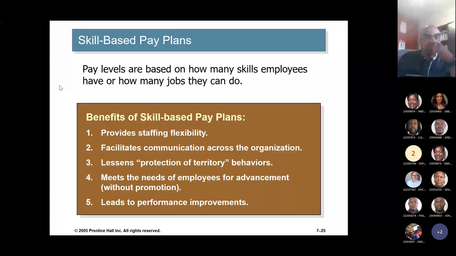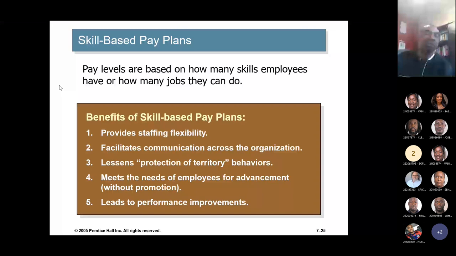So the benefits of a skill-based pay plan include providing staffing flexibility. You see, it provides staffing flexibility. Another benefit is that it facilitates communication across the organization. Because of staffing flexibility, when you have so many skills, you can be moved from one department to the other. When a particular employee is sick, you can be moved to another department to assist. And you see, that's staffing flexibility. It facilitates communication across the organization.